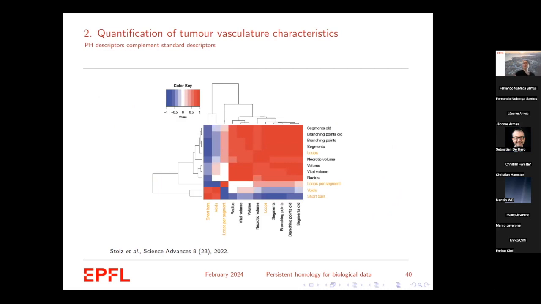And just to show you a comparison to standard measures, something that is standard to measure is the number of segments or number of branching points, or the vital volume, necrotic volume of the tumor. All of these measures are highly correlated. Red means that you have a high correlation, whereas the topological measures here form their own small group of measures that capture complementary things to the standard measures.